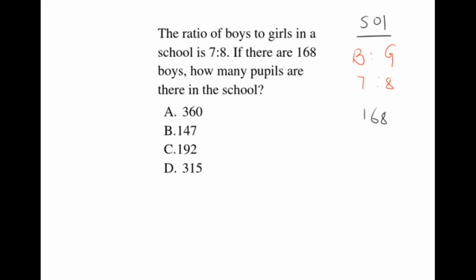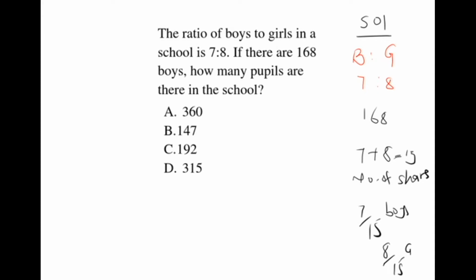Therefore, we can proceed as follows. The total ratio or number of shares will be given by 7 plus 8. This is 15. This is the number of shares, or we can talk of the total ratio. Then, from there, the boys are 7/15. These are the boys. The girls will be 8/15. These are the girls. Then, the boys are 168. Therefore, 7/15 is 168, or 7/15 is equivalent to 168.